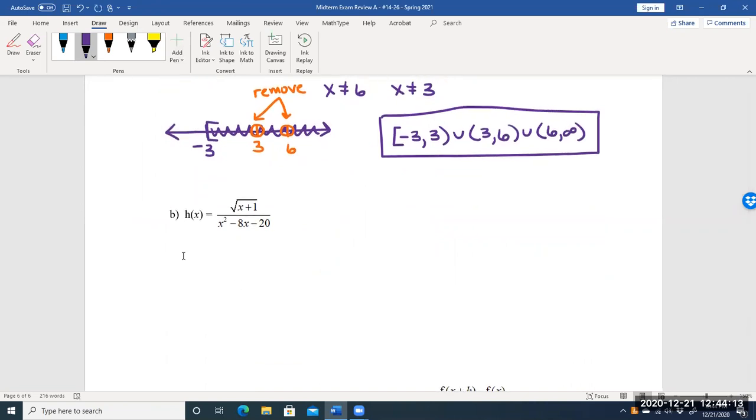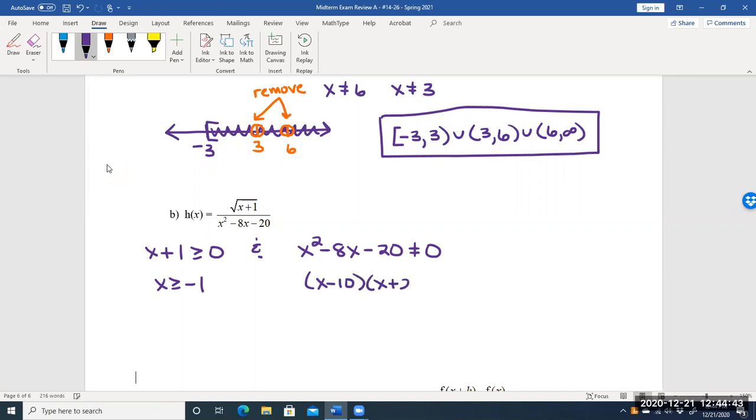All right, let's see part B. Part B is very similar. We're going to set the radicand greater than or equal to 0. And we're going to also say that the denominator cannot equal 0. So we get x is greater than or equal to -1. Two numbers that add to -8 and multiply to -20 are -10 and 2. And so we do not want x to be 10, and we do not want x to be -2.